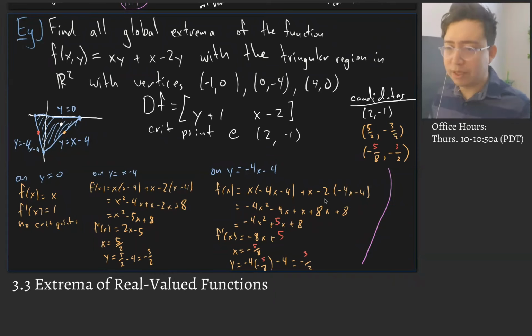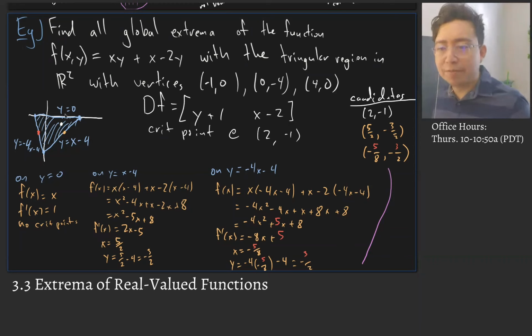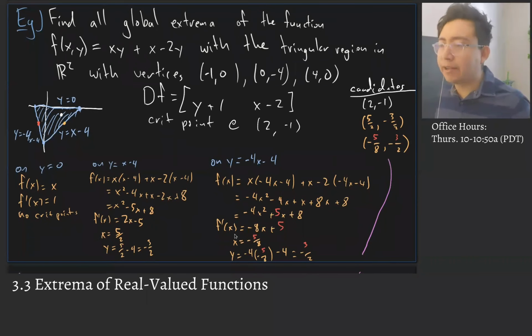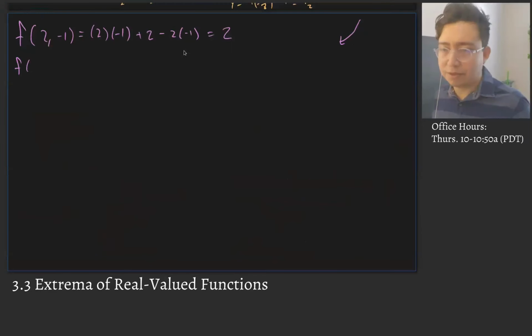Okay. Like I was saying, these are going to be the candidates, right? If there's going to be an extremum, it's going to be somewhere here. We've done all the calculus to find these, but now it's just, okay, which of these is the minimum? Which of these is the maximum? And so we just plug in these 3 points. So we say f of 5/2, negative 3/2.